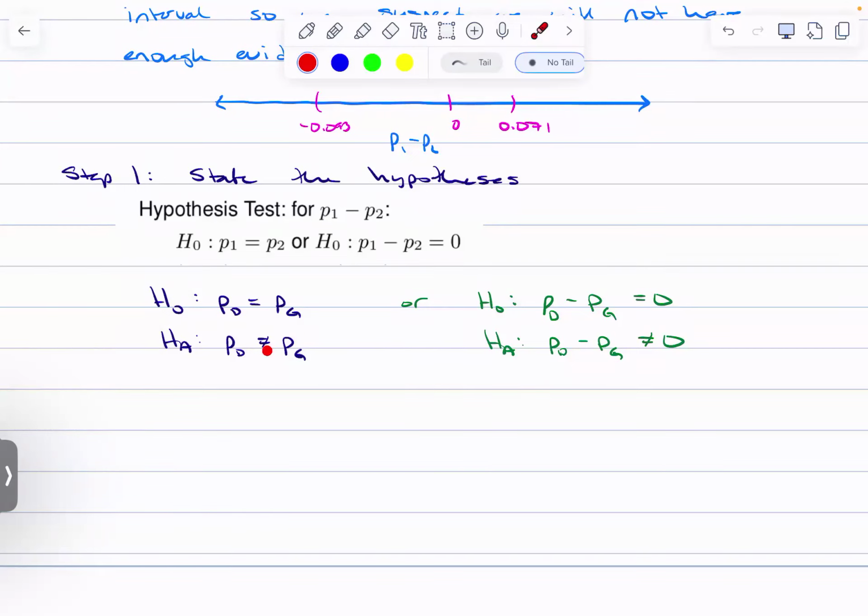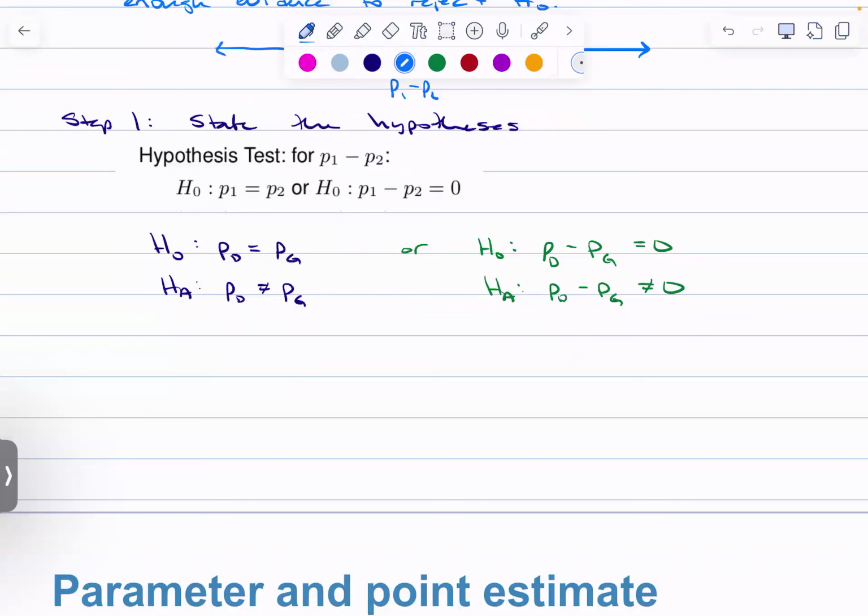Later, we'll need to remember if we have a one-sided test or a two-sided test. These should have the same sign, right? And so this is a two-sided test because I'm concerned with either extreme, right? If PD is greater than PG, that's a concern. And if PD is less than PG, that's also a concern. So this makes it a two-sided test.